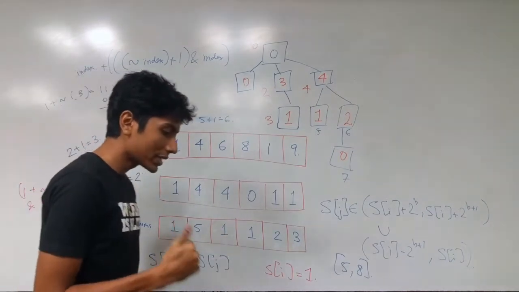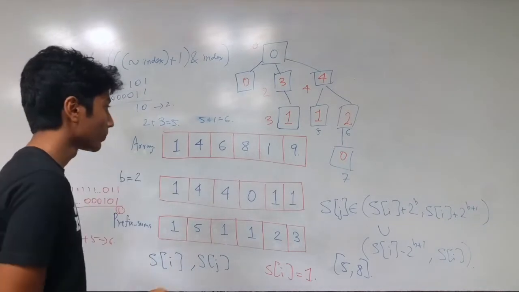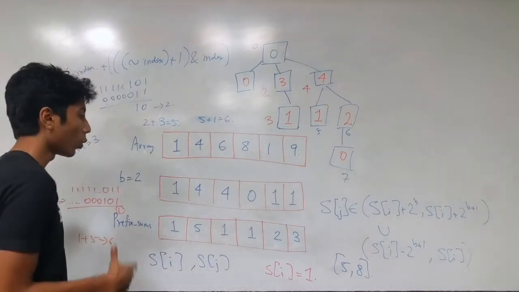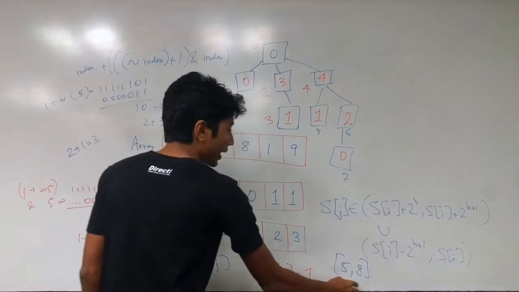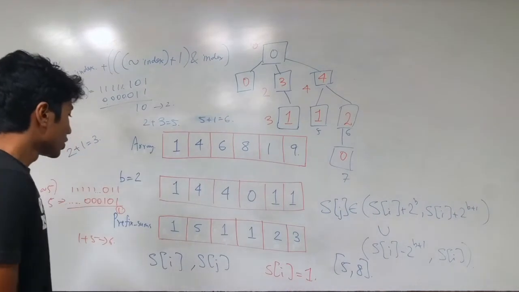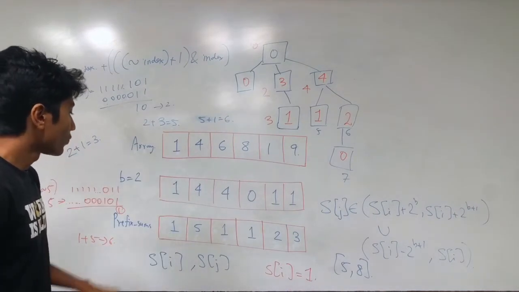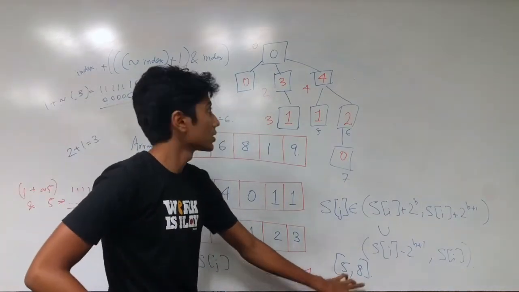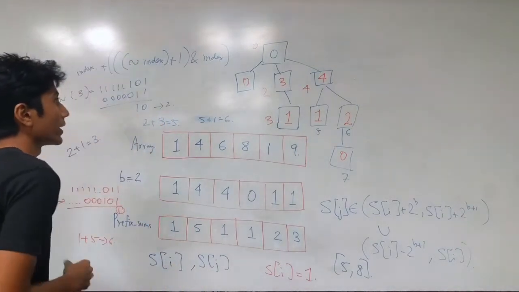All you need to do is go for every S of I and find out the corresponding S of J's that you can have. So S of I initially is 1. What are the possible S of J's that you can go for? I think we said 5 to 8 is what we want. So S of I equal to 1. From 5 to 8, we want all the frequencies. I mean, the sum from this BIT in that range 5 to 8.